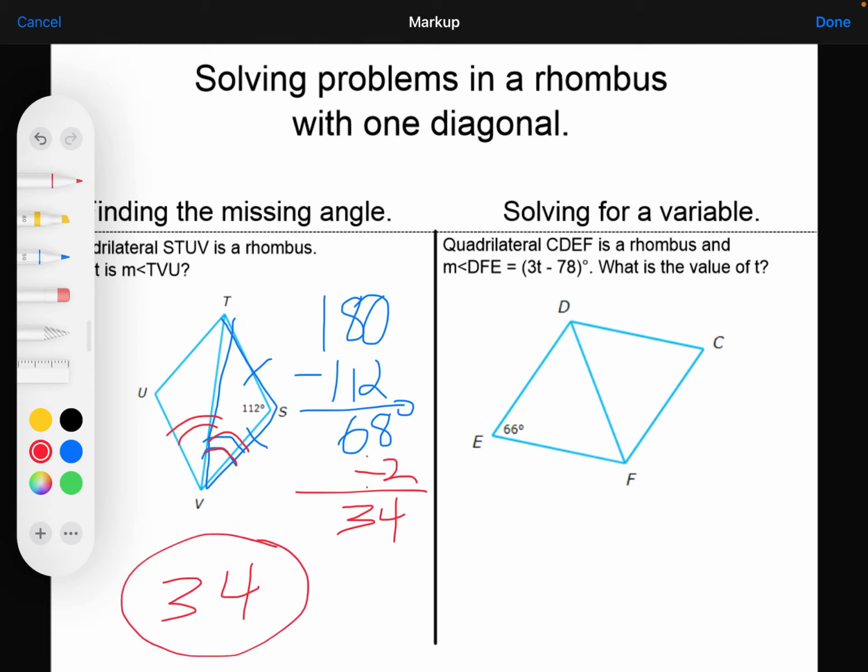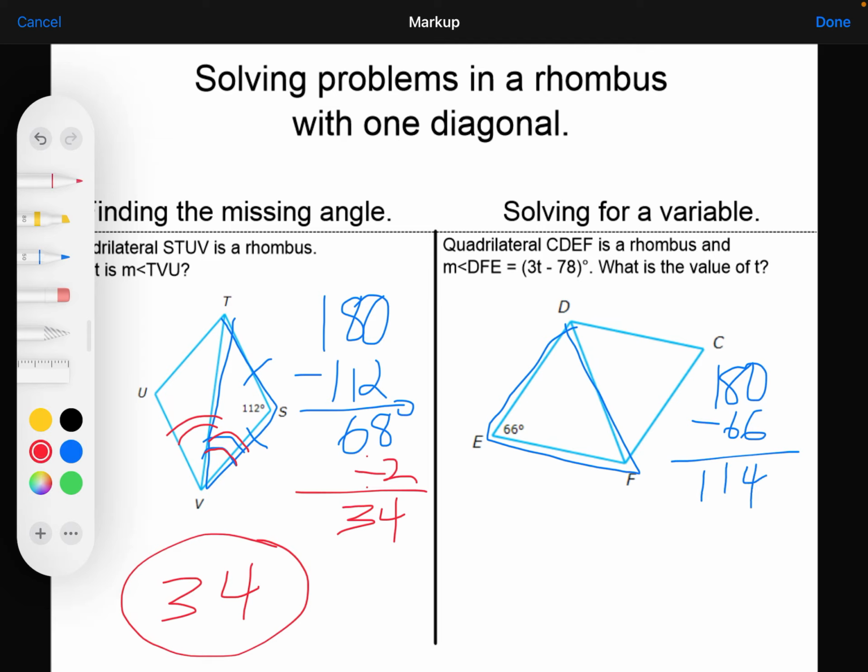It's not very hard to do this. You just have to know when there's one diagonal. Look at these rhombuses on both the left and the right. You can see there's only one diagonal drawn in. That's the way you're going to do it. Same thing with this other problem here. So 180 minus 66 gives you 114.